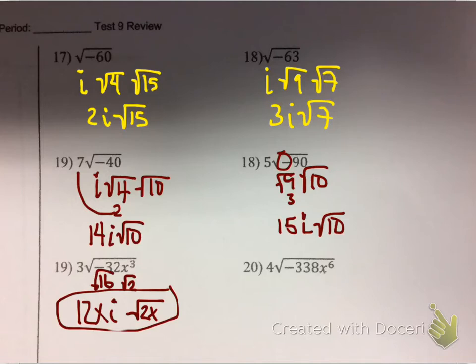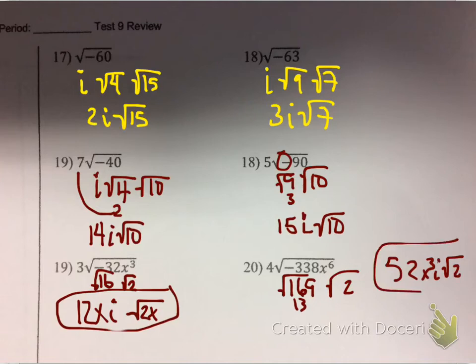Here, 338 is going to be 169. So you see, I can come up with some funky numbers here. 169 and 2. So square root of 169 is 13. 13 times 4 is 52. x to the 6, that's 6 x's, will give me 3 groups. i square root of 2. Okay, so there's all those simplifying and kind of getting from there.